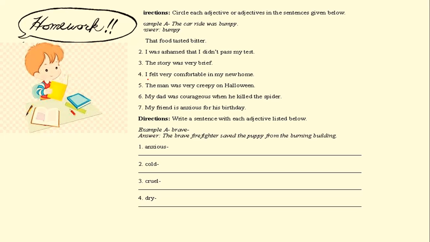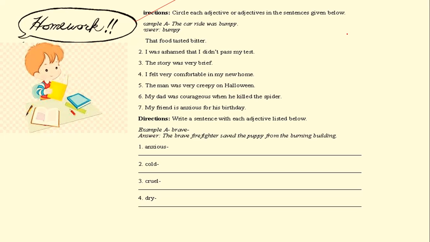So this is your homework for today, and you should do this in your notebook. Don't forget to write today's date and write the name of the chapter, adjectives, chapter number 7, and finish your homework. Let me tell you quickly what you have to do. The first one: circle each adjective or adjectives in the sentences given below. Write the sentence in your notebook and circle the adjectives.